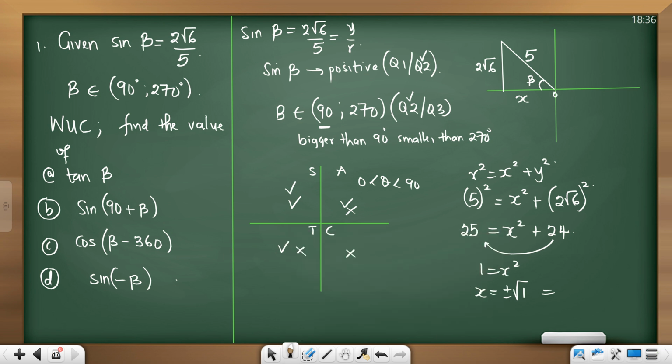Michelle, this is 0. Yes, I see, sir. It's a negative value there. Yes. Thank you, sir. All right. So we are going to choose the negative, which is negative what? 1.